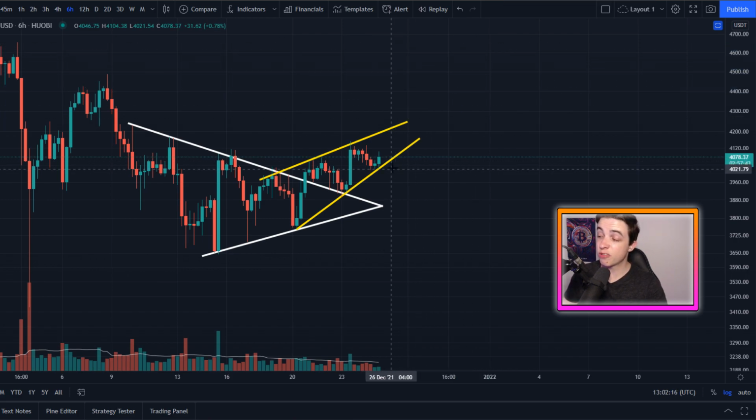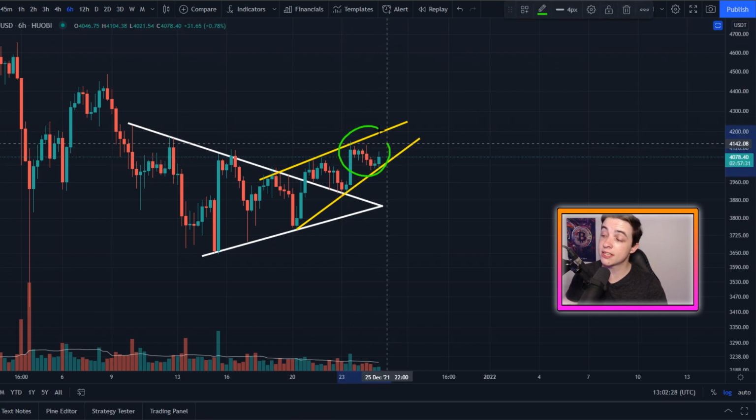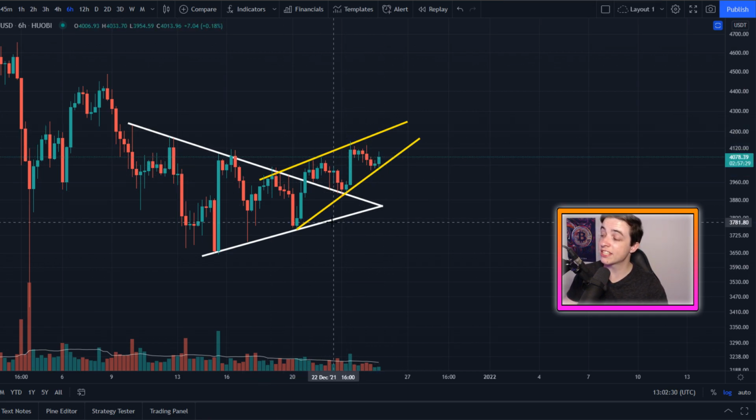But if this rising wedge pattern breaks this exact line of support, then in that case, the technical price target for this pattern is the bottom of the wedge, sitting at around 3.8k.